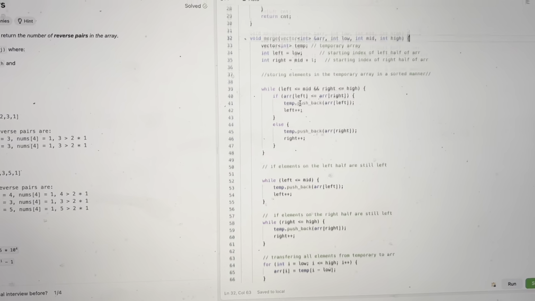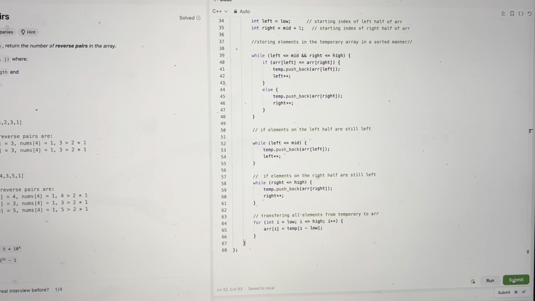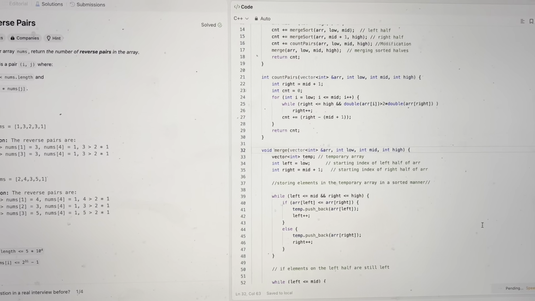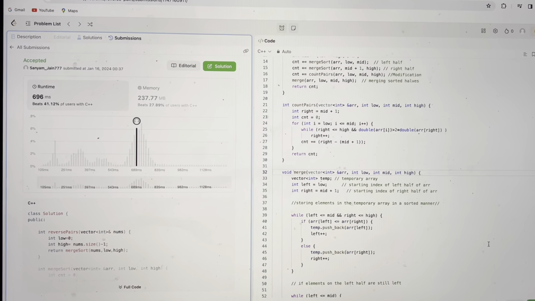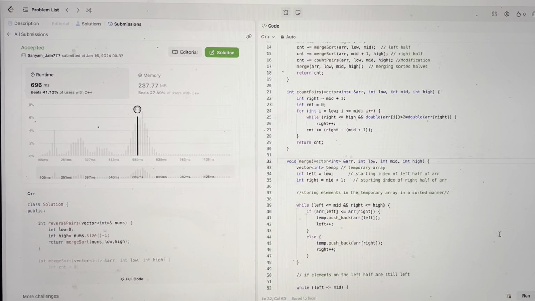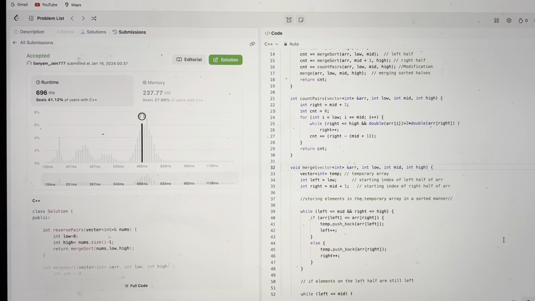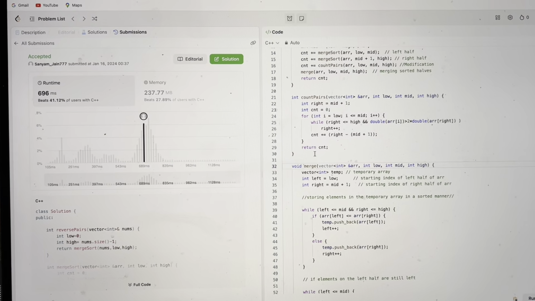So let's run this directly, or rather submit it directly. The main thing is just the count pair function, and if you see the merge sort algorithm, you'll be able to understand it. Here the solution has been accepted. This count pair is the code that I have explained with the example.